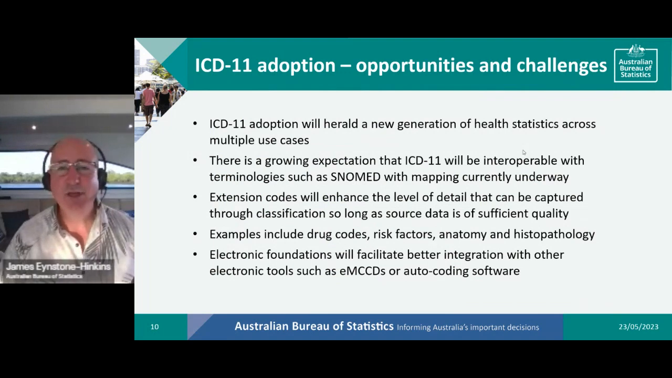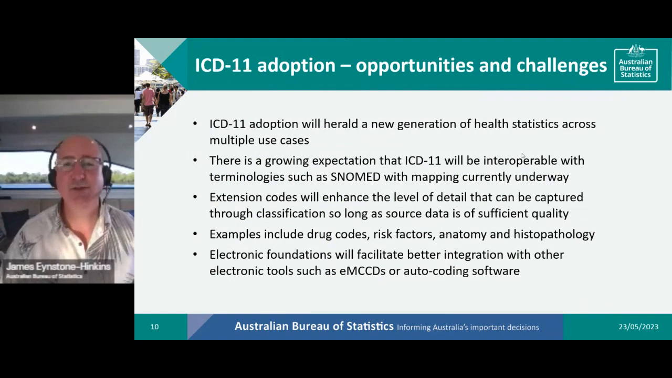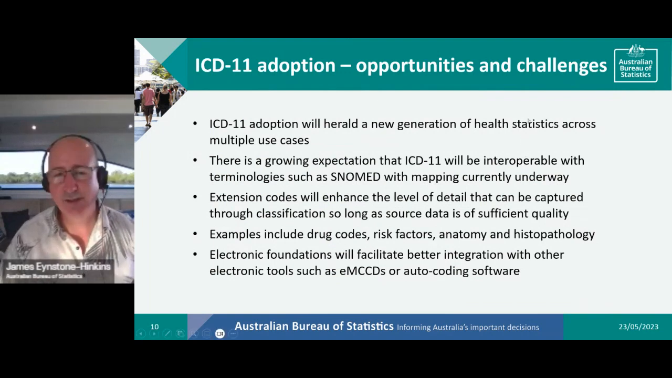The other thing that will be a big opportunity with ICD-11 is that as an electronic classification, there will be far better opportunity to be able to integrate with electronic tools. So things like electronic medical certificates of cause of death, the integration there will be an opportunity, as will its ability to link in with auto coding software. So lots of work internationally underway right now in that space.